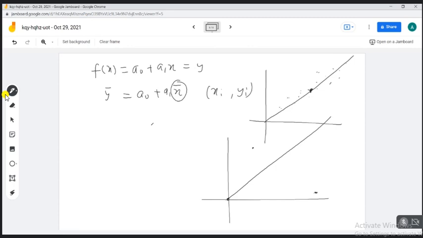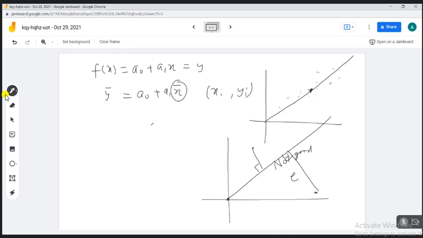So this straight line is not very useful. We cannot say that this is a good fit. It is not a good fit. We cannot work with this straight line because the error is too much. You can see the error is very large. So what do we do now?